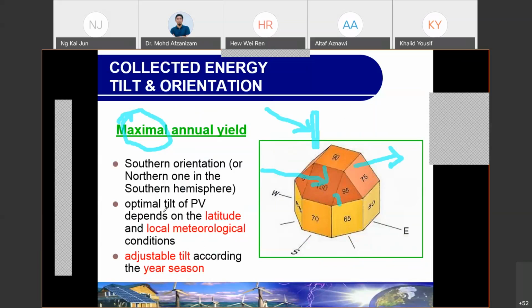Optimal angle depends on the latitude and local weather conditions. Adjustable tilt refers to changing the tilt angle according to the year and season. That's the southern orientation of the sun in the southern hemisphere.